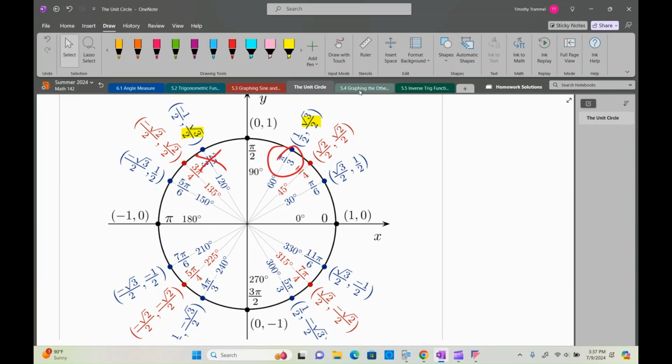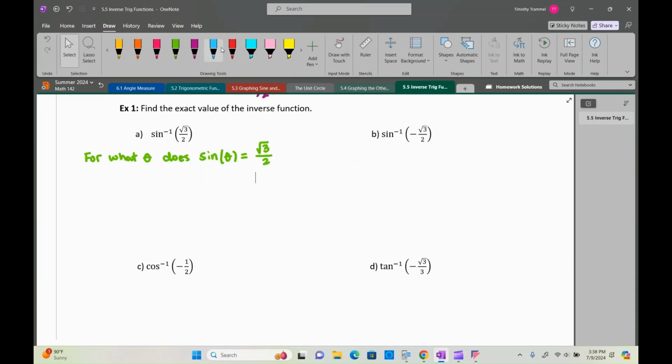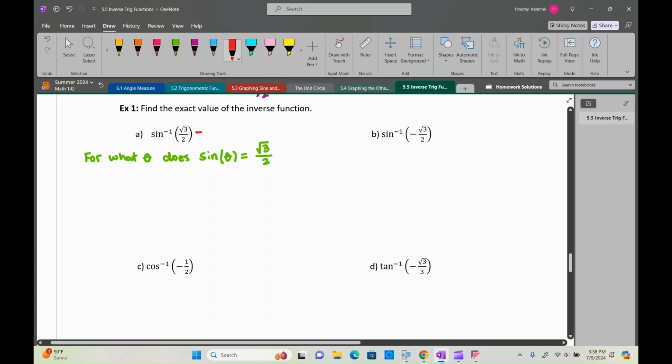So we can go over here and we can record that. But yeah, as we were answering it, this question in the green is what we were trying to answer.